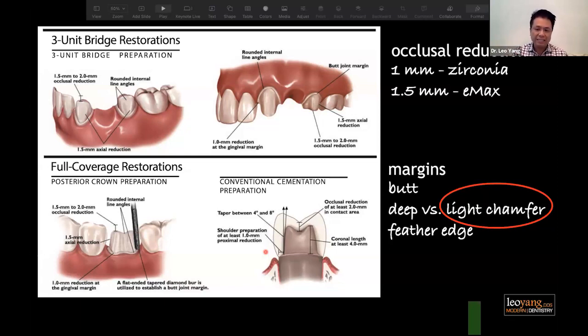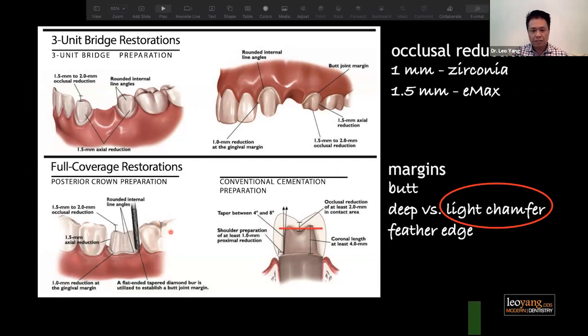You can do deep versus light chamfer. I'm more in the camp of a light chamfer. There's no need for deep chamfers anymore or butt margins in regards to materials nowadays. You could still do feather edge. You just have to be careful about it because if you're not familiar with that, things can chip very easily. So if you're not used to that, maybe you should not focus on it, but maybe more on a light chamfer. They like to keep things conservative.